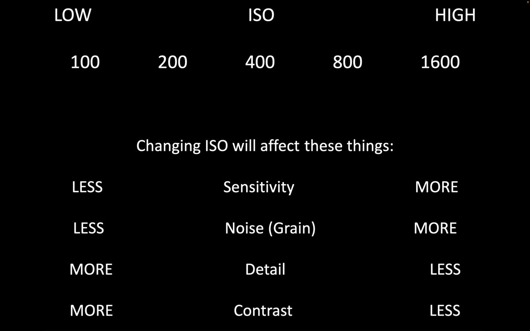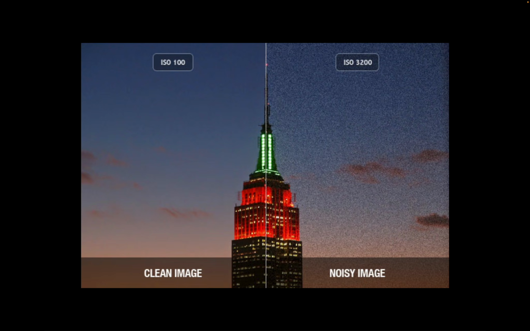So sometimes we set our camera to auto ISO, or sometimes we intentionally set it to a certain ISO depending on our circumstances. Here's an example of what a high versus a low ISO might look like. I think that's pretty obvious.